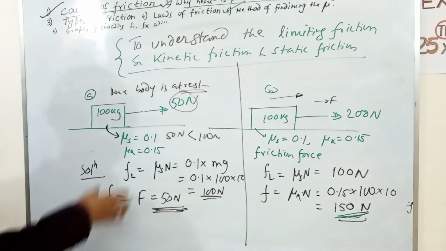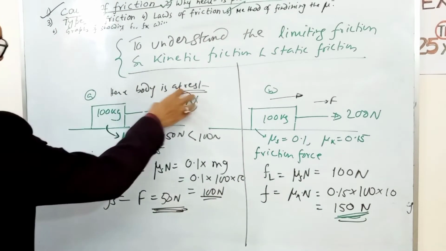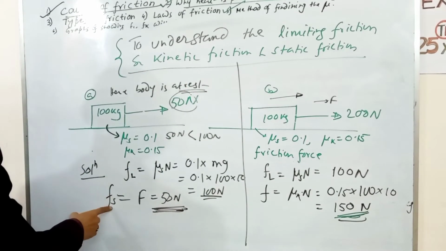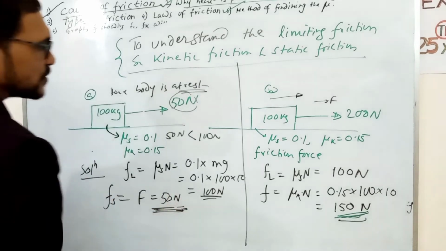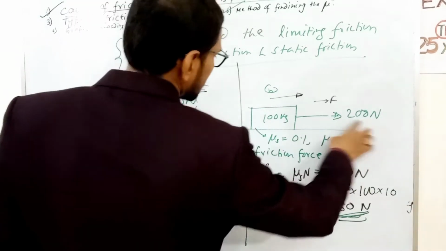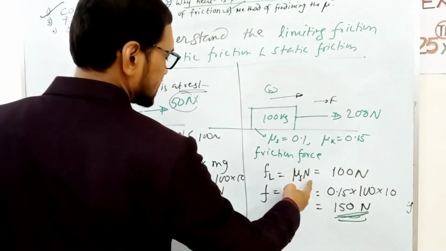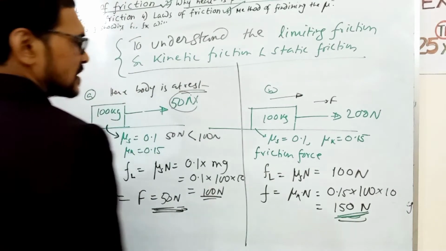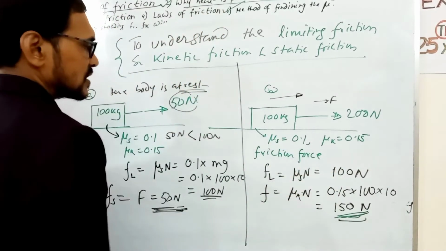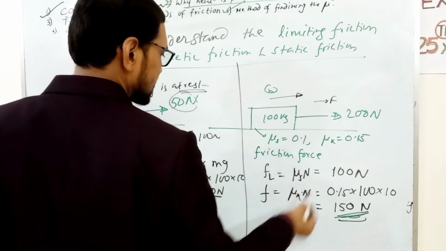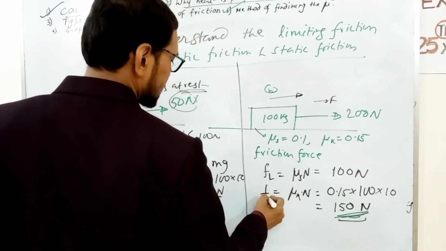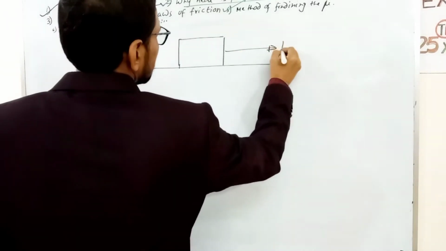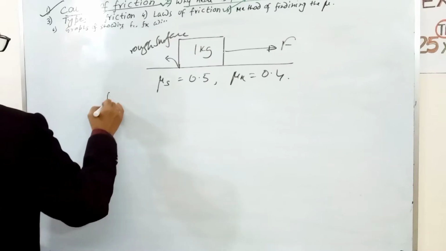So first we calculate the static friction. If the external force is less than the static friction, the body is at rest, and when the body is at rest, the static friction equals the external force, which is 50 newton. Now here the applied force is greater than the static friction. First we calculate the limiting friction, which is the maximum friction force. Now 200 is greater than 100, so we apply kinetic friction equal to mu k into n, which is 150 newton.